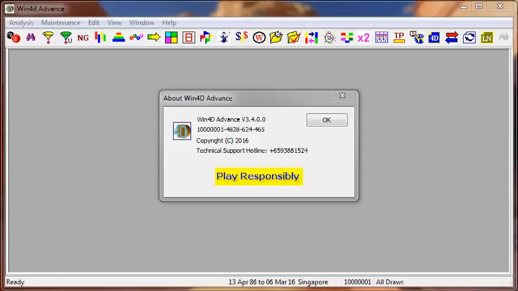So if these are the two circumstances, I strongly encourage you, get it upgraded, extend your Win4D Advance subscription as soon as you can, because you should know, having the latest version is always to your greatest advantage.